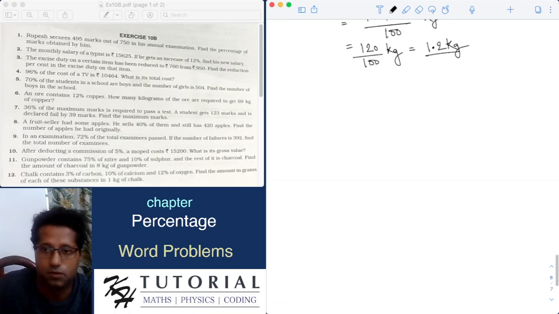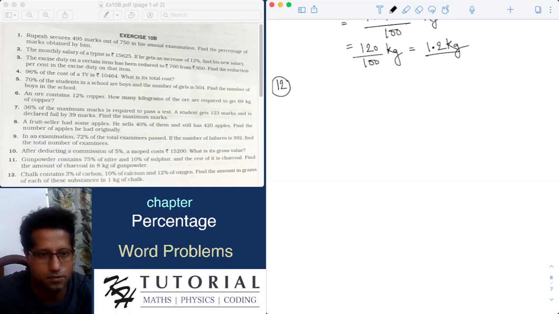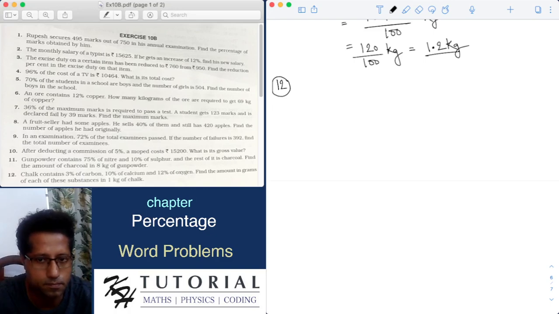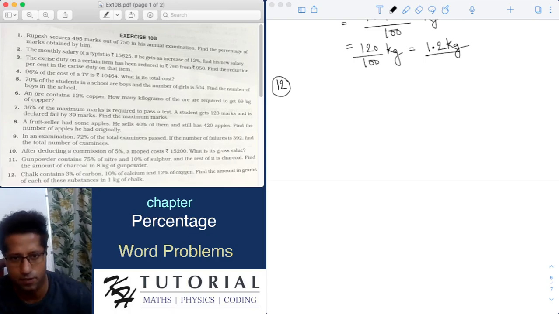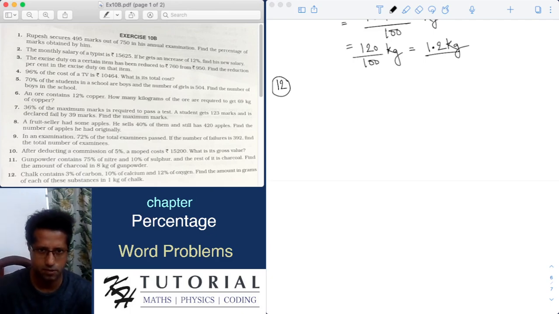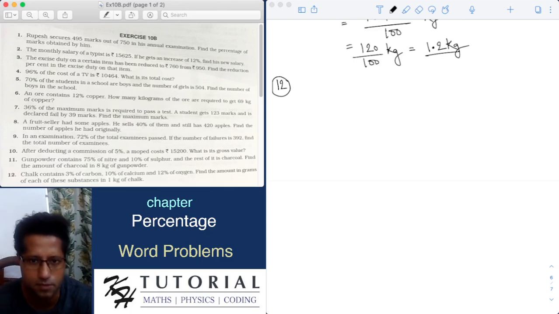Let's do question number 12. It says chalk contains 3% of carbon, 10% of calcium and 12% of oxygen. So all this percentage doesn't add up to 100%. This means it also contains something else. Let's see. Find the amount in grams of each of these substances in 1 kg of chalk.